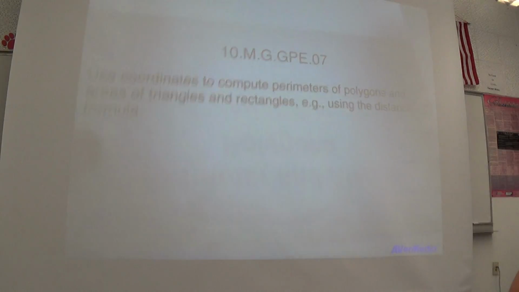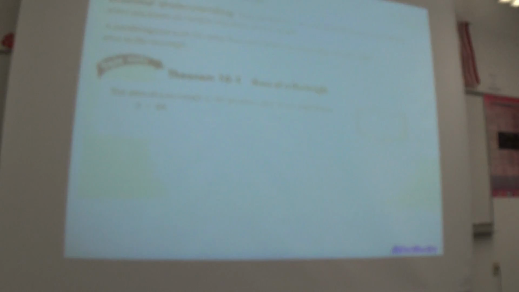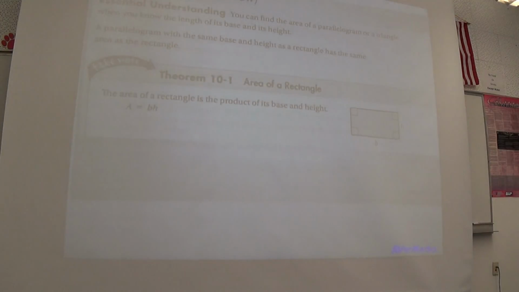Let's go to the next one. All right, so essential understanding: you can find the area of a parallelogram or a triangle when you know the length of its base and its height. A parallelogram with the same base and height as a rectangle has the same area as a rectangle. So the area of a rectangle is the product of its base and its height. So area, length times width, right? Or base times height. We all know that.